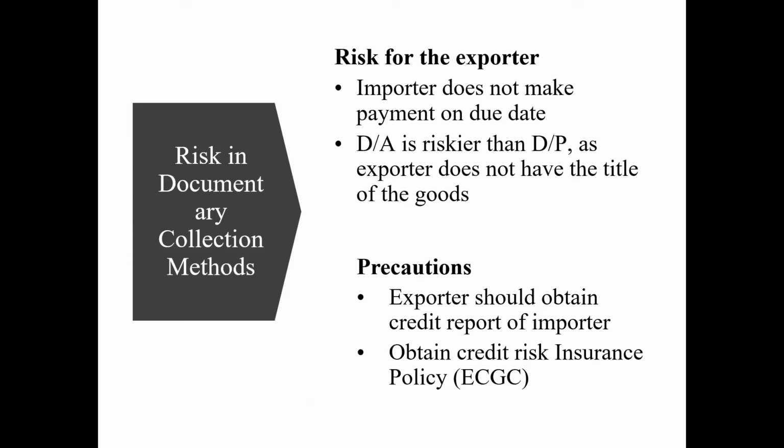DA is more risky for the exporter as he does not even have title of the goods. After giving acceptance, importer can take all the shipping documents from the bank, therefore importer has title of the goods. To safeguard himself, exporter can obtain credit report of the importer. There are many organizations which provide credit report. Exporter can also take credit risk insurance from ECGC for mitigating risk in case of non-payment by the importer.